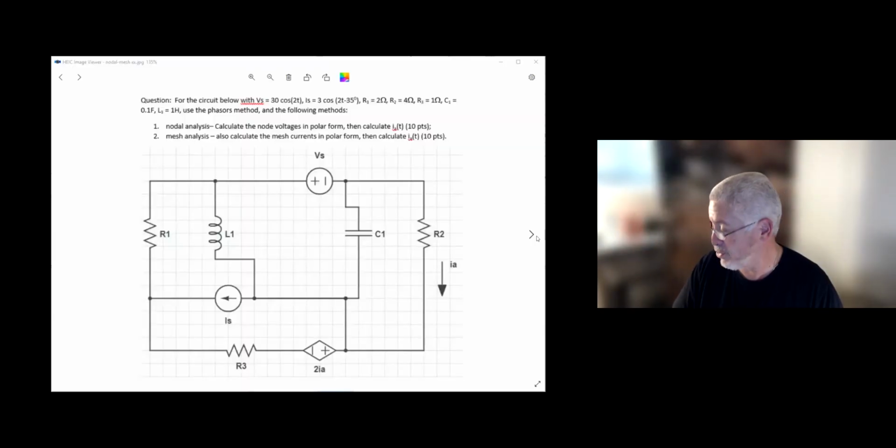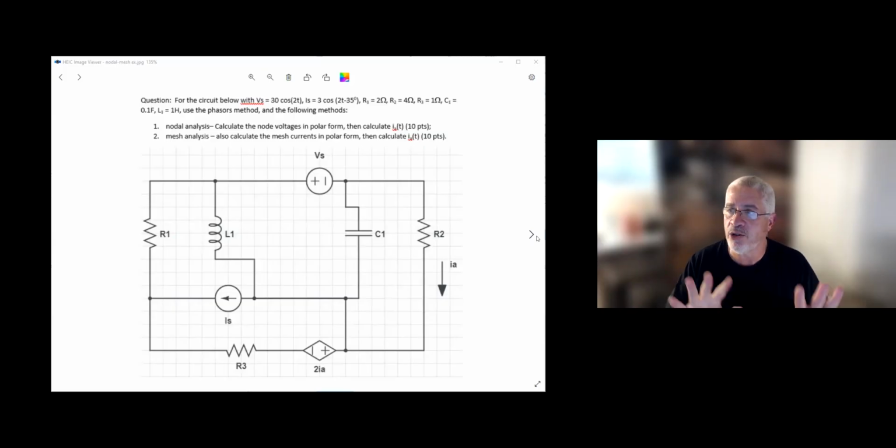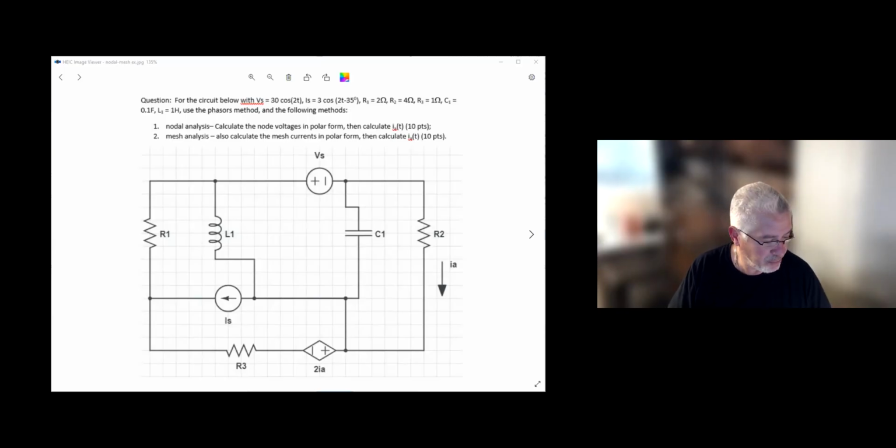So this is the example of interest today. What I want to do is discuss a little bit of that example, and then we're going to go onto the document camera, and I want to set it up using nodal first and using mesh after, side by side, so that students can see how the two methods really are dual and map nicely to each other. So that's what's on our plate today. And I think that's a good way to wrap up the semester.